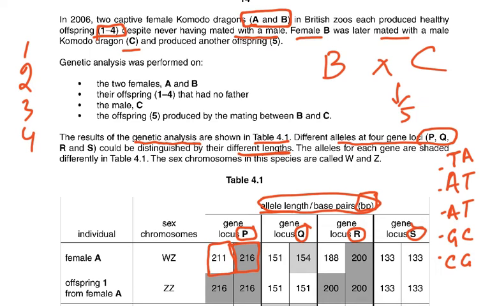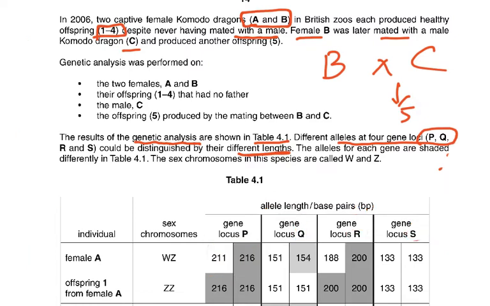Remember in blood groups we have IA and IO. So the length of one allele could be different from another, so it could be a different allele. Please first understand the questions, go back to your chapter on genetics and rethink it. Now again reading through this: the results of the genetic analysis are shown. Different alleles at P, Q, R, and S could be distinguished by their different lengths.